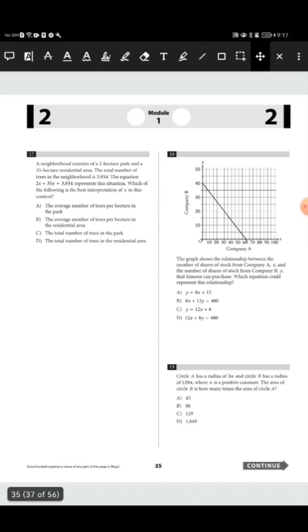Number 17. A neighborhood consists of a 2-hectare park and a 35-hectare residential area. The total number of trees in the neighborhood is 3,934. The equation 2x plus 35y equals 3,934 represents the situation. Which of the following is the best interpretation of x in this context? So here, the 2 hectares are multiplied by x, and 35 and y represent the 35 hectares in the residential area.